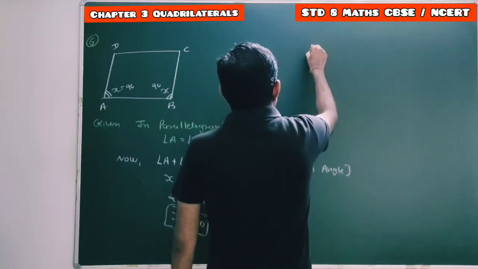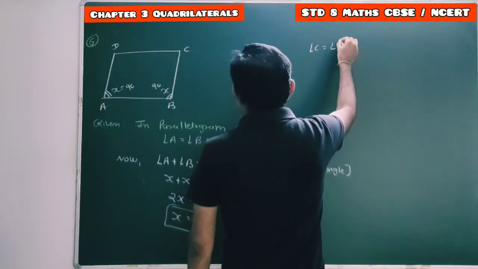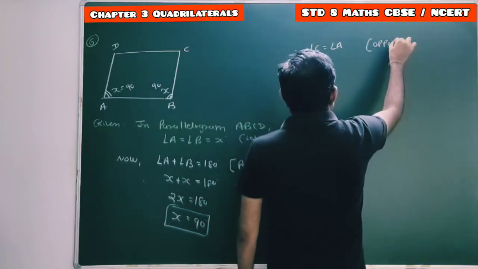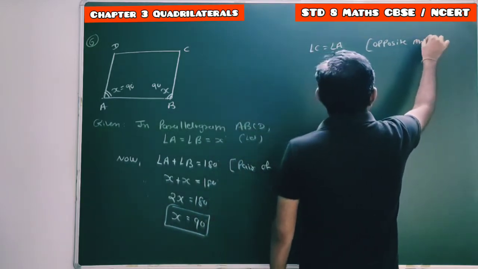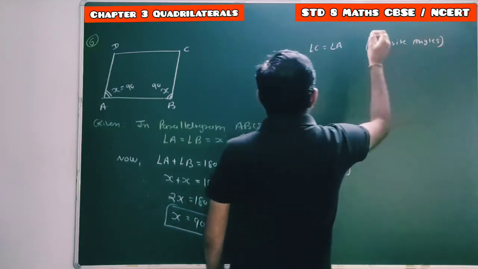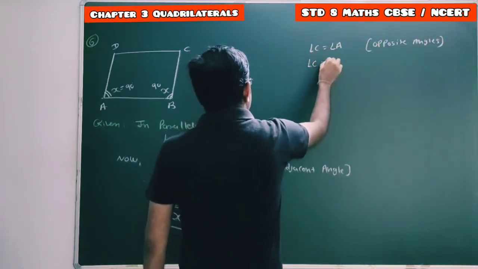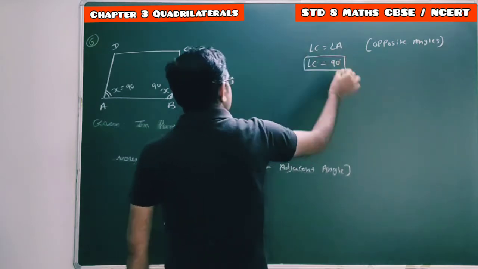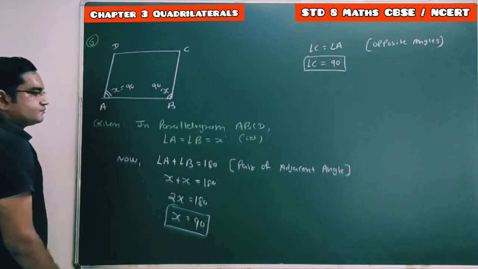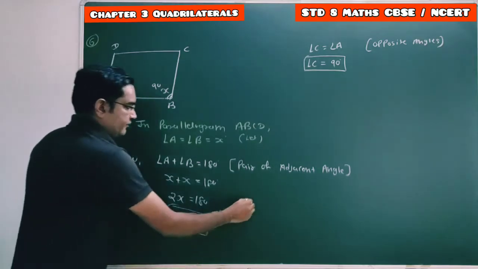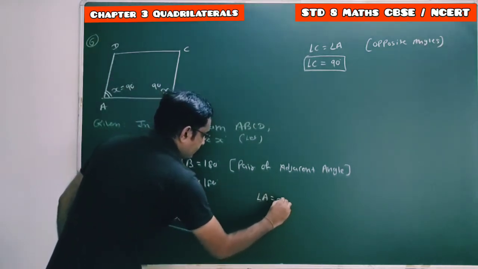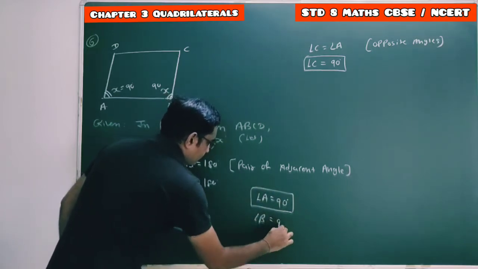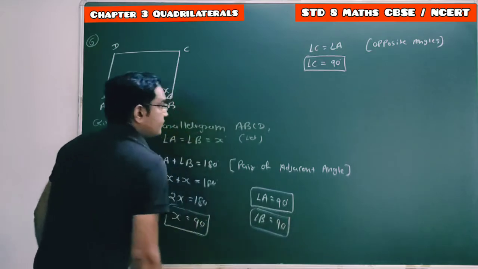So here angle C will be equal to angle A. Opposite angles are equal in a parallelogram. Therefore angle C equals angle A, which is also 90 degrees. Angle C is 90 degrees. So here you can write angle A is also 90 degrees, angle B is also 90 degrees, angle C is also 90 degrees.